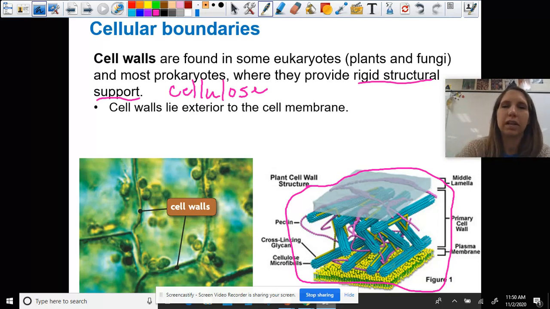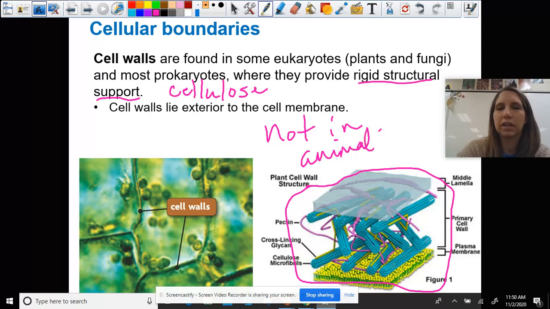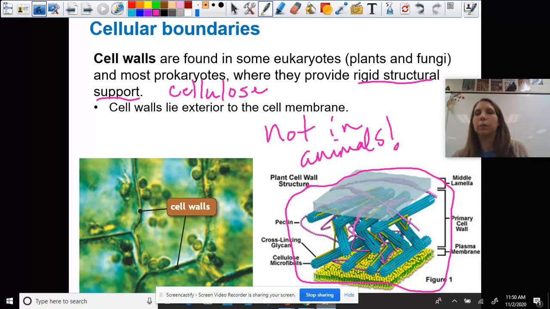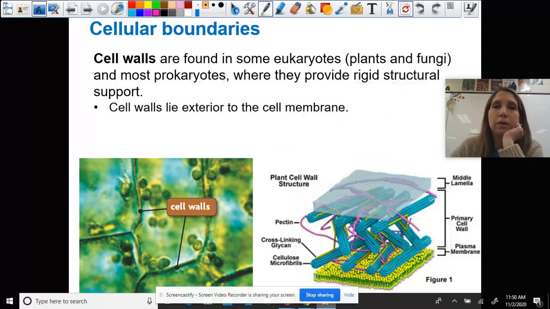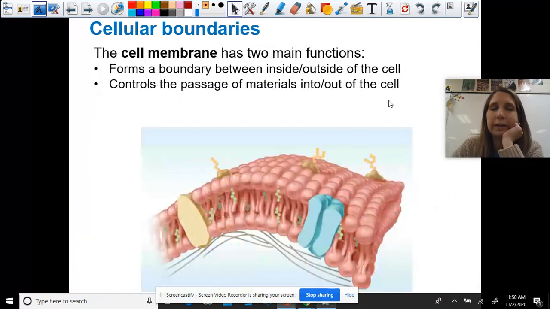But these are also, again, not found in animals, but strictly are in those that need that additional structural support. We don't typically need that because we're not relying upon the same things that really plants and fungi and protists are. Okay. So those are kind of all of our organelles.